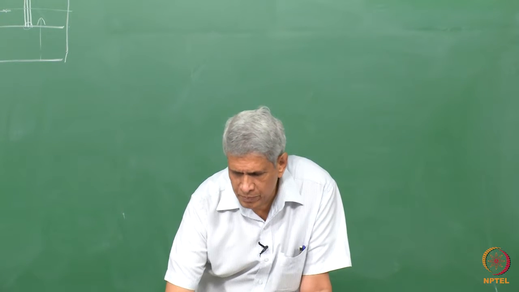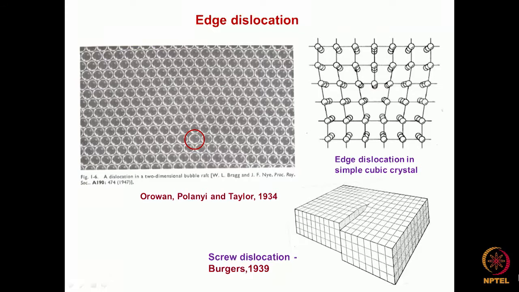So there are two types of defects which we see. One in which, if you try to look at it, what is the line direction here?